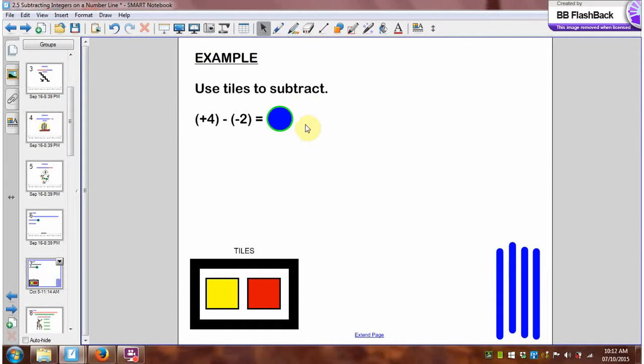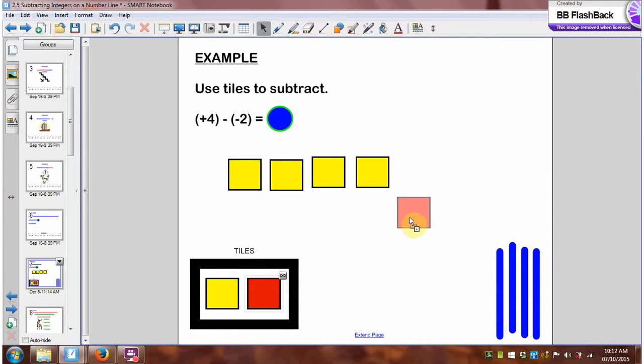Okay, just follow along for this one. No need to write it down. Use tiles to subtract. We did this last class in section 2.4. So we're going to use tiles to subtract. We have +4, so 1, 2, 3, 4. And we're going to take away -2. But do we have 2 tiles here to take away? Do we have 2 negative tiles? No, we have no negative tiles.